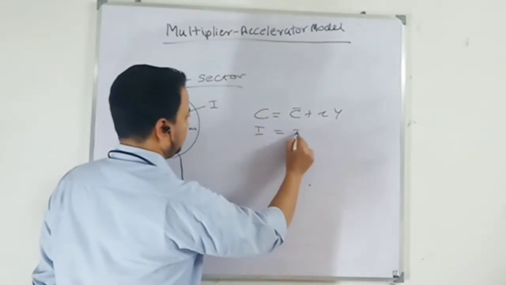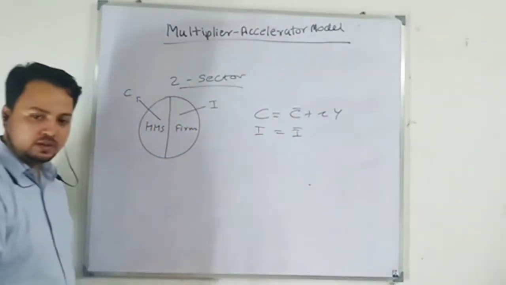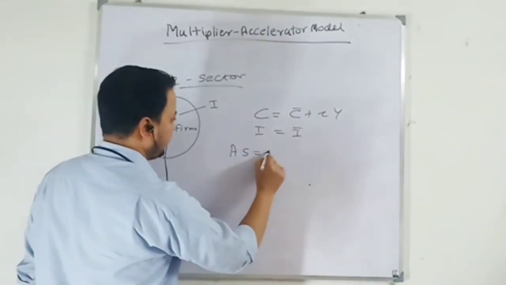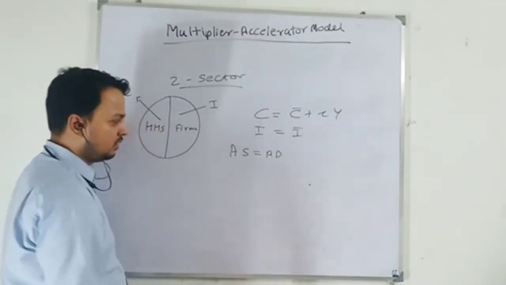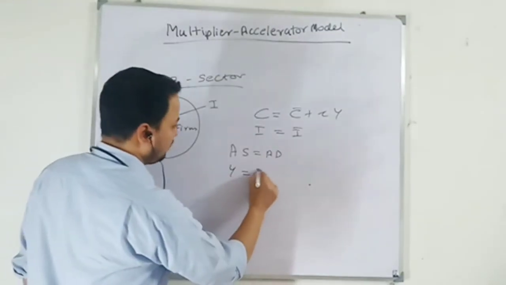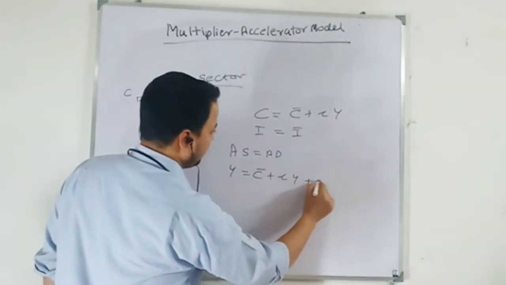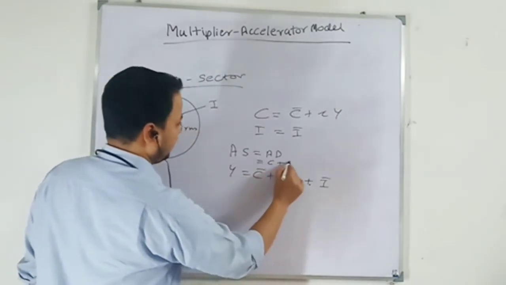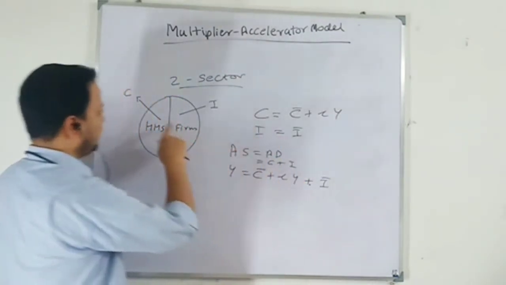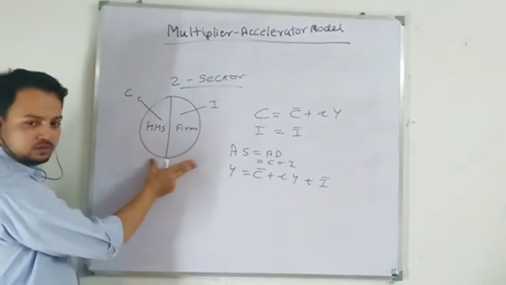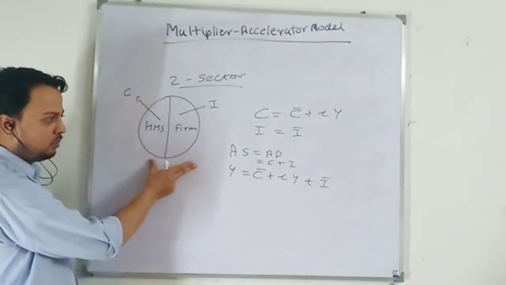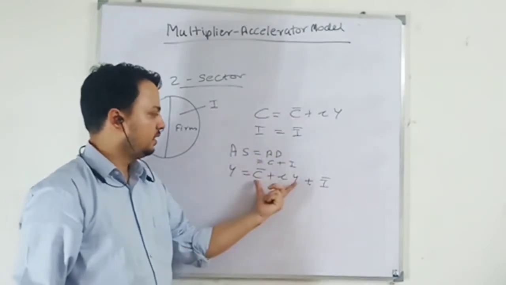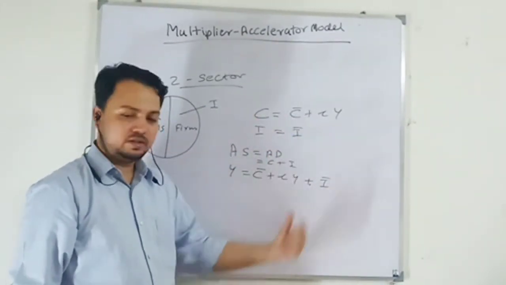Investment is autonomous. In equilibrium, aggregate supply must be equal to aggregate demand, right? So y must be equal to c bar plus small c y plus I bar. What is aggregate demand? It is c plus I. This constitutes your demand in the economy. In place of C, I have written this term, and in place of I, I have written this term.